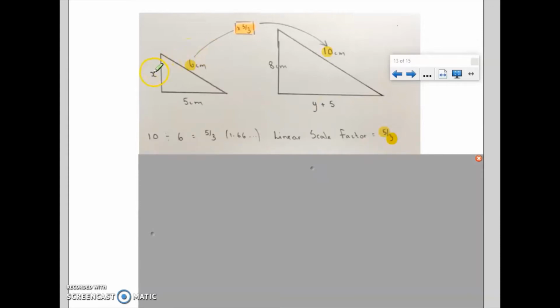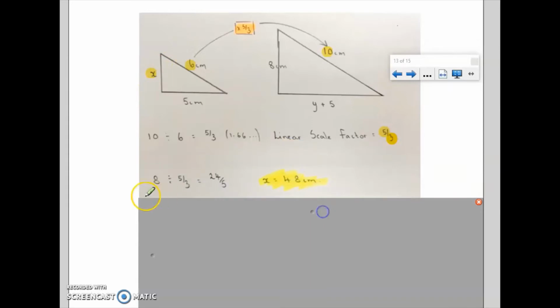So now I can go ahead and work out x. 8 divided by 5/3 is going to tell me the value of x. 8 divided by my scale factor gives me 24/5, which I can write as a decimal, 4.8 centimeters. So this length here is 4.8 centimeters.